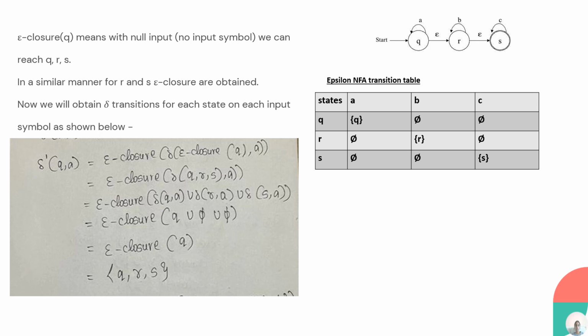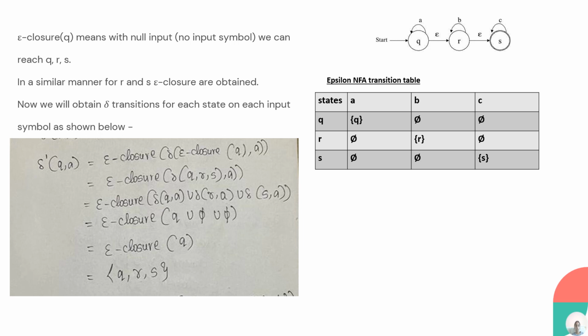Epsilon closure of Q means that with null input, or no input symbol, we can reach QRS. In a similar manner, the epsilon closures are obtained for R and S. Now we will obtain delta of the transition for each state and each input symbol, as shown below.